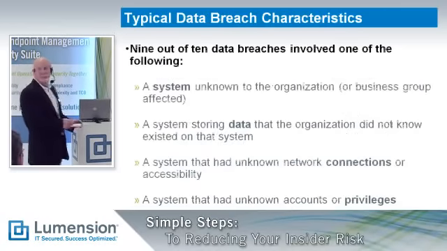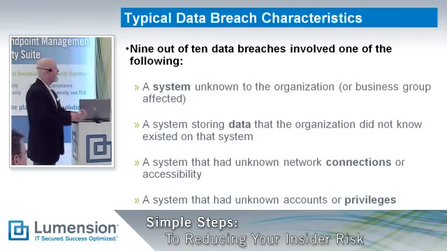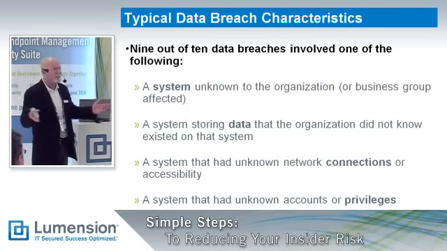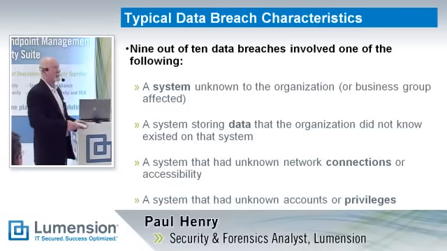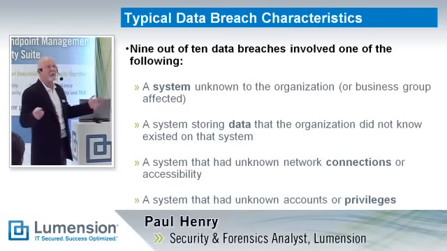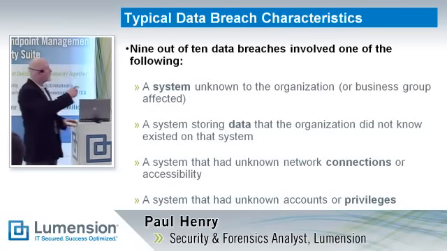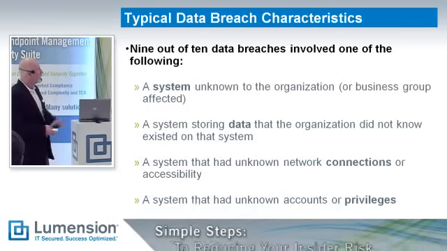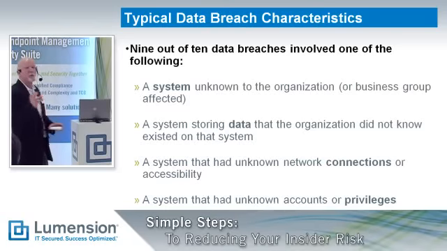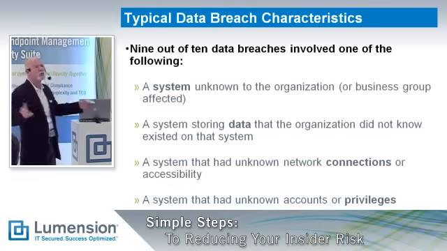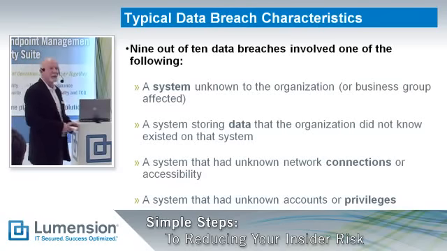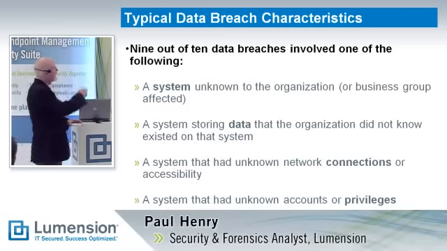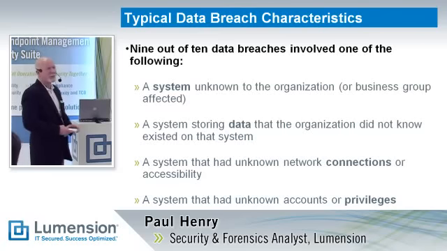Now, your typical data breach characteristics: 9 out of 10 data breaches involved one of the following. A system unknown to the organization or business group affected, just no awareness that the system even existed within the network. A system storing data that the organization did not know existed on the system. This is actually a bigger problem today within the virtual realm. We have this issue called virtual sprawl, unaccounted for machines that just so happen to be running under that copy of ESX. A system that had unknown network connections or accessibility.